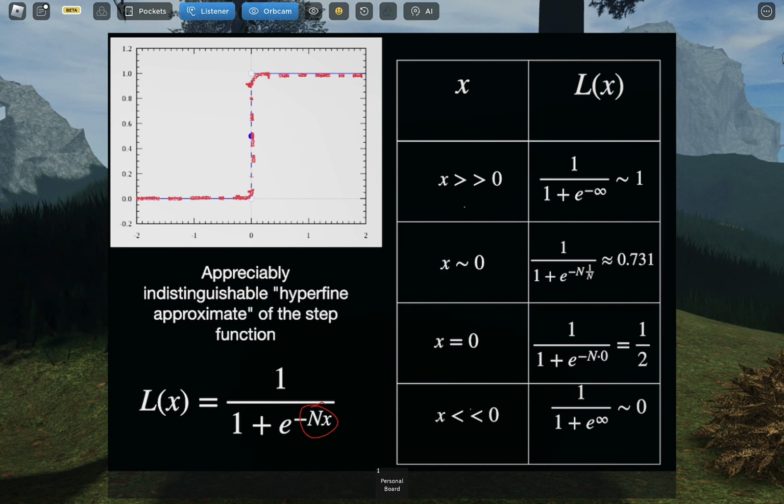So the table is a case analysis. The first case means that x is strictly positive and is not infinitesimal, also called appreciable.